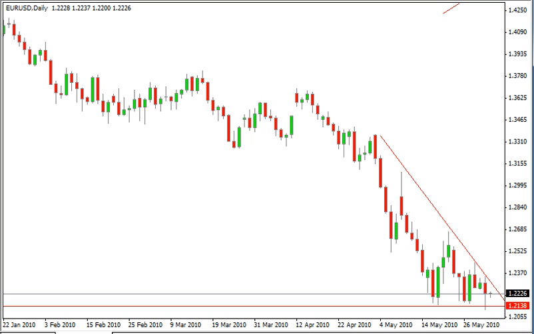In the next session, look for this pair to go to 1.20, or look for this pair to go as high as 1.2420 and as low as 1.2036. Also look for some support around 1.2110 and some resistance around 1.2324.